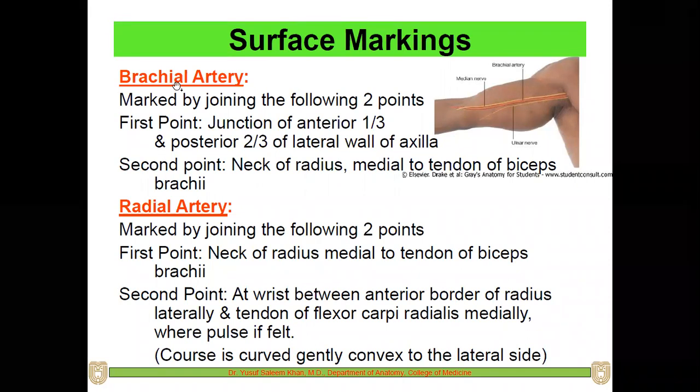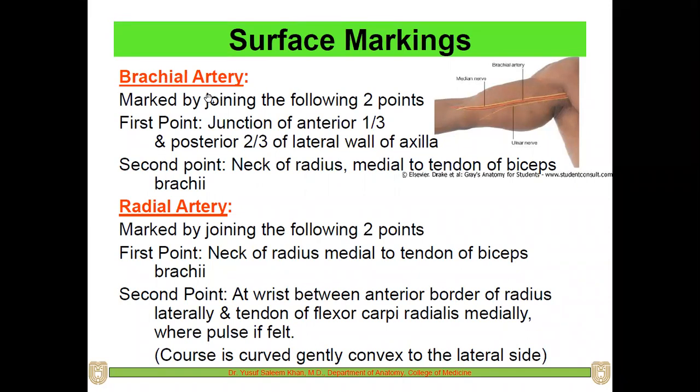So the first surface marking will be the brachial artery. As we had seen, it is the continuation of the axillary artery. Here will be the axillary artery, which continues as the brachial artery. So how do you mark it? The brachial artery is marked by joining the following 2 points.